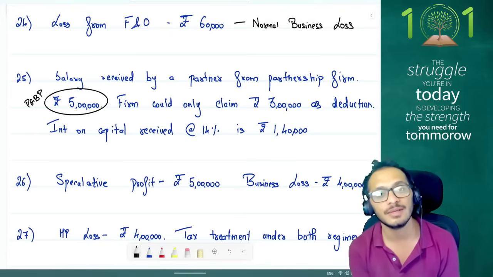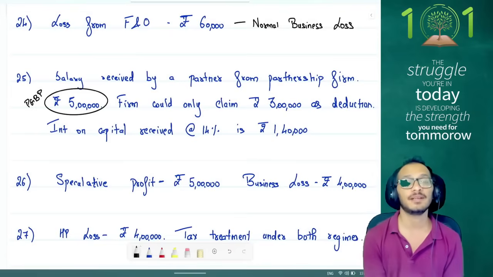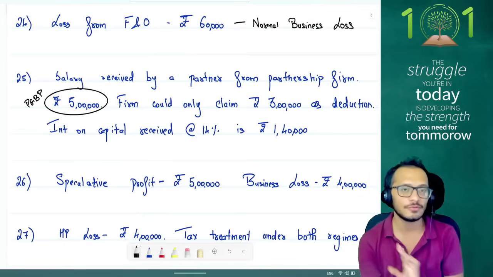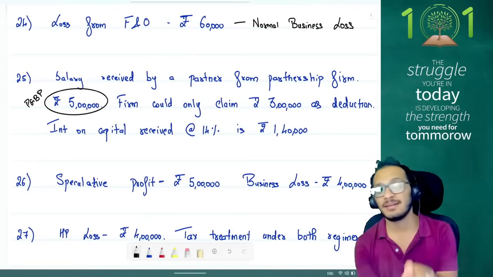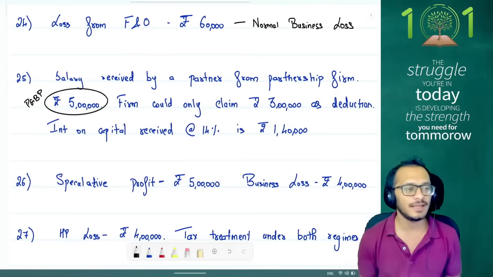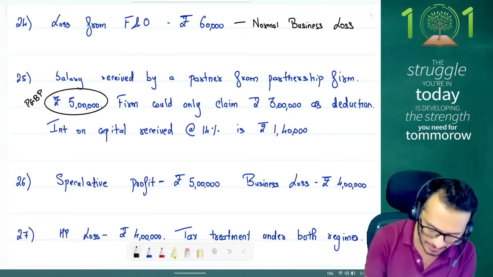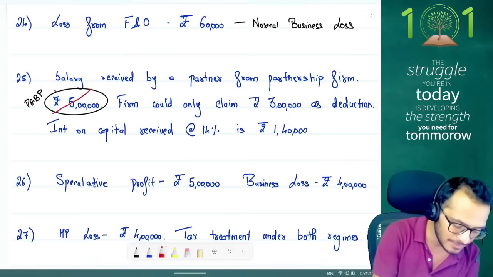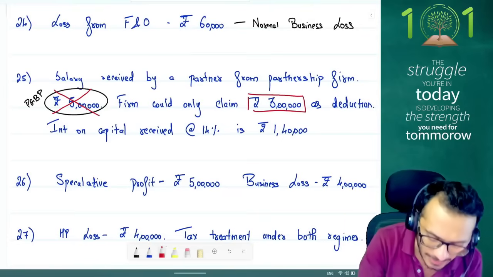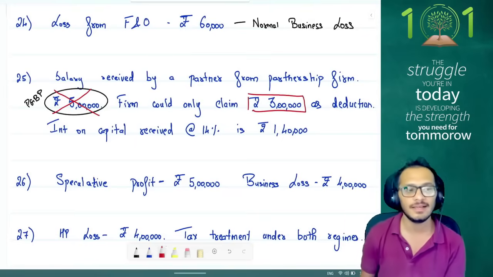Understand, when it comes to the PGBP chapter, it says a partner is taxable only to the extent it is allowed in the hands of the firm. Again, a partner is taxable only to the extent it is allowed in the hands of the firm. The firm only allowed 3 lakh rupees, which means the partner cannot be taxed for 5 lakh rupees. Partner will come and say, I'm sorry, I am exempted for 5 lakh rupees. What I am taxable is only 3 lakh rupees.